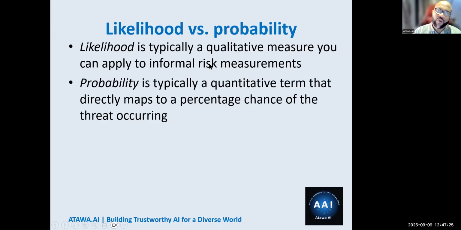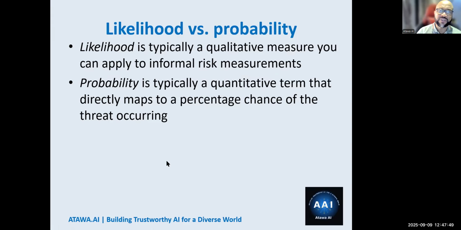All right, so when we're doing statistics, we pay attention to two figures, likelihood and probability. Likelihood tends to be more qualitative, but I'm still going to need some kind of number anyway to do some risk measurement. But probability is a statistical figure. What is the probability of that threat occurring? The chance of that threat occurring.